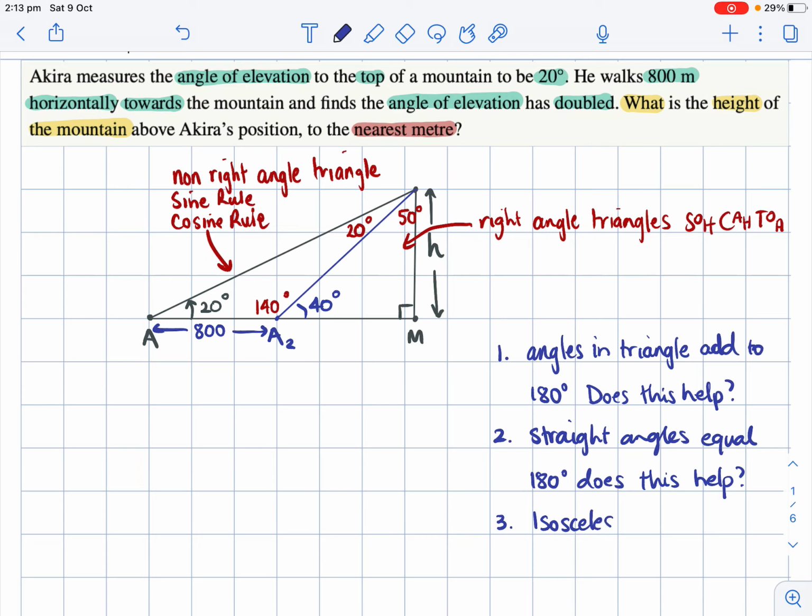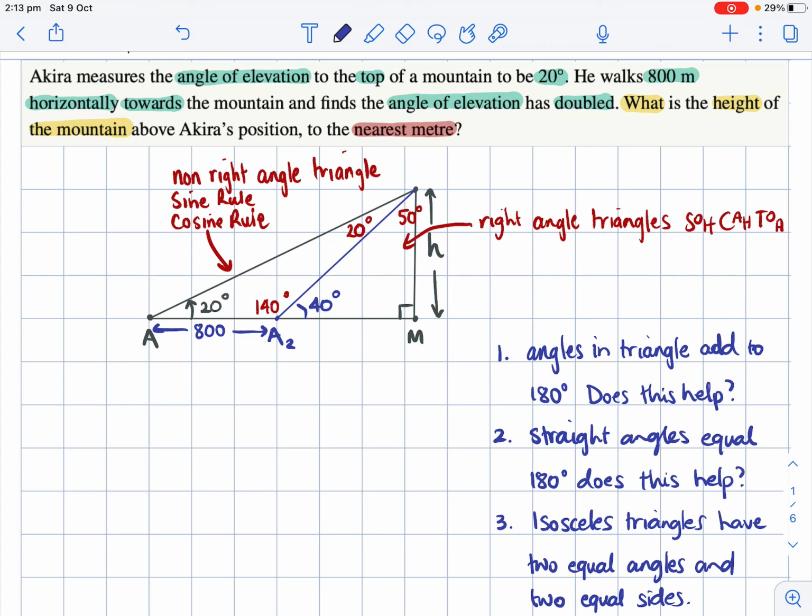Isosceles triangles have two equal angles and two equal sides. And that's the part that's actually helped me work out how I'm going to solve this problem.